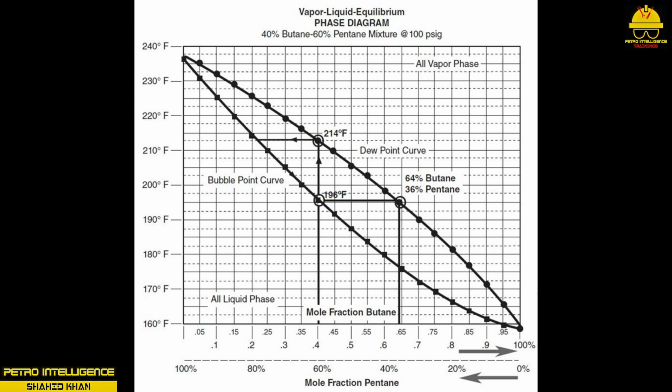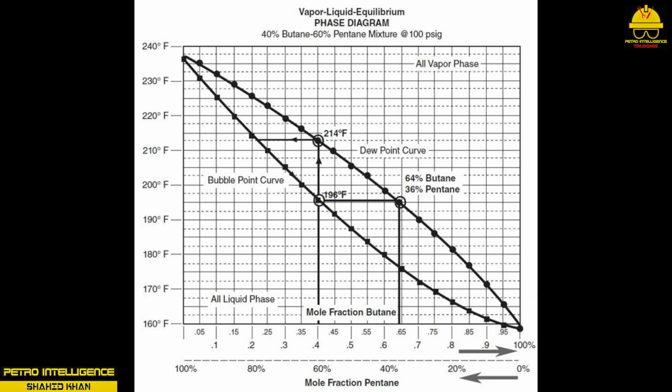In this example, 40% butane (C4) and 60% pentane (C5) will be used. The operating pressure will be controlled at 100 psig. The diagram can be used to show that the mole fraction of butane is 0.4 or 40%. The starting mole fraction of pentane is 0.6 or 60%.